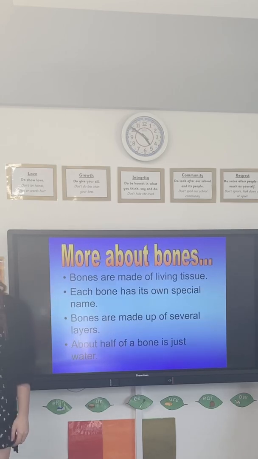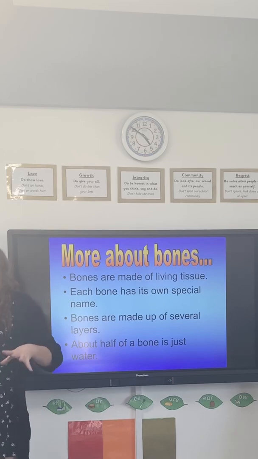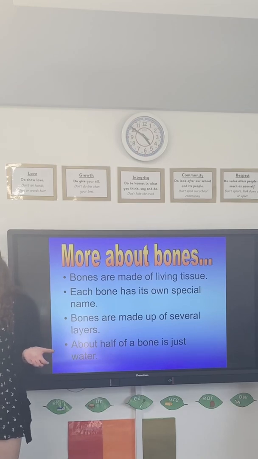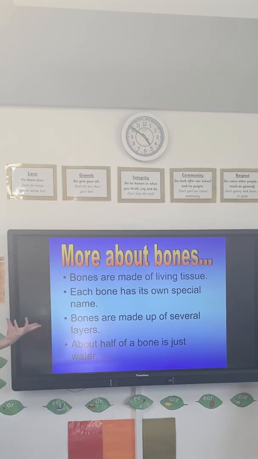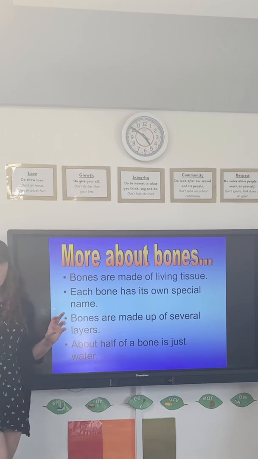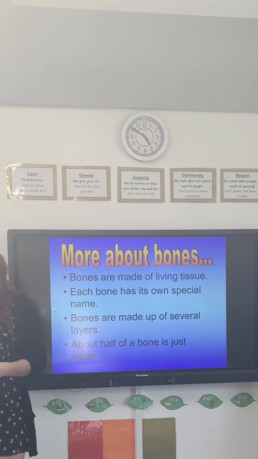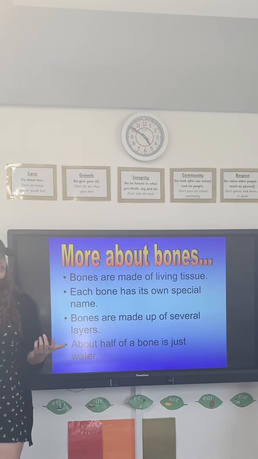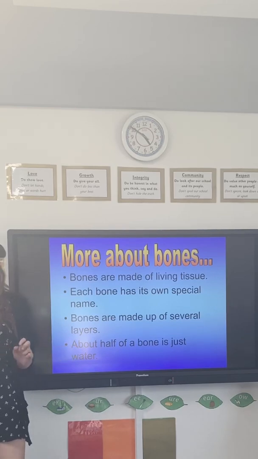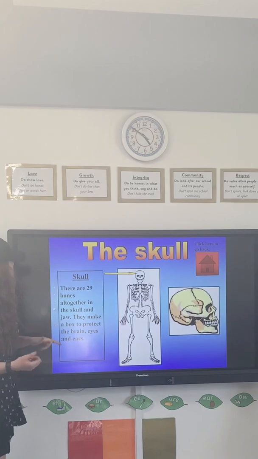Bones are made of living tissue. This is something that people don't think about. Bones grow, okay? When you're really young, like you guys are now, your bones are still growing. That's why you need to drink lots of milk, so you have lots of calcium so you can grow really strong. And as you get older, they stop growing because they're fully formed. Each bone has its own special name and it's made up of several layers. Half of your bone is just made of water, which is really strange because you wouldn't think that, but it is. So your bone is made up of different things and water is one of them.